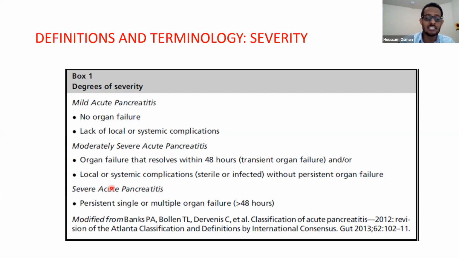The other one, severe acute pancreatitis, is defined as a persistent single or multi-organ failure for more than 48 hours. So mild acute pancreatitis, no organ failure, no local or systemic complication. Moderately severe, transient organ failure, and or local or systemic complication. Severe, persistent organ failure for more than 48 hours.